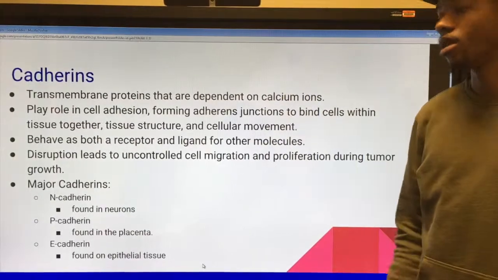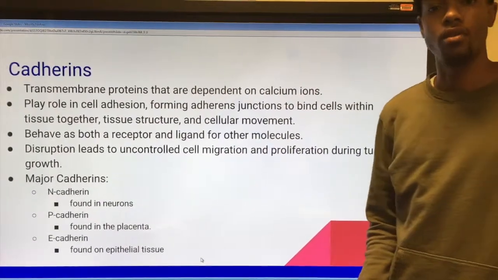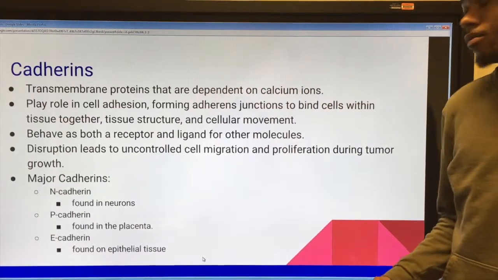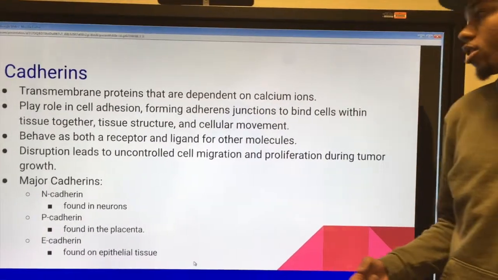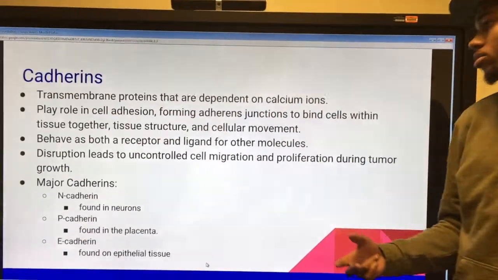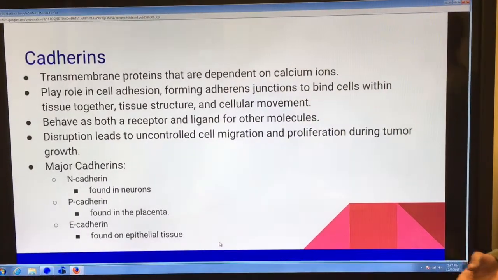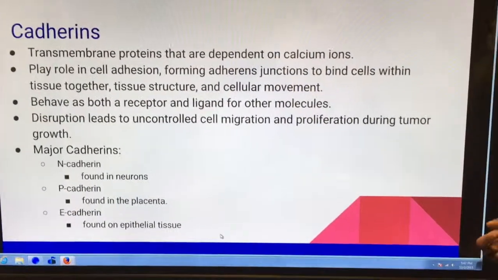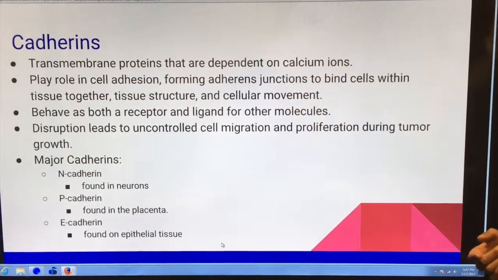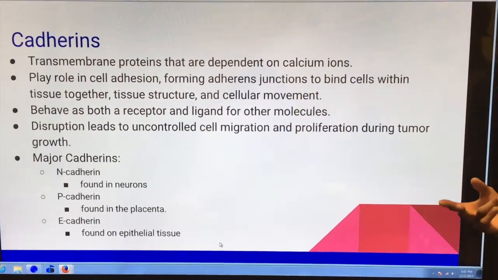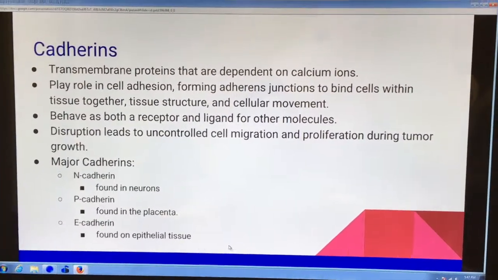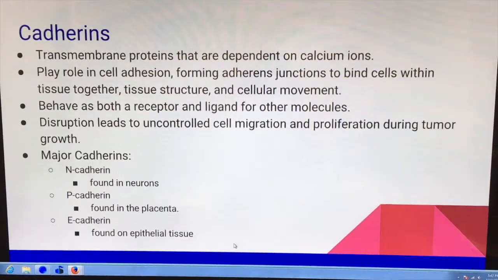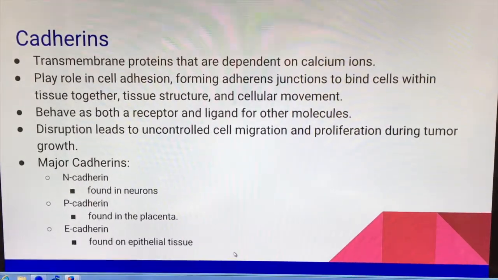Okay, so cadherins are transmembrane proteins that rely on calcium ions to function. They play a role in cell adhesion, forming adherent junctions to bind cells within their tissues. They also help with tissue structure and cellular movement. They behave as both receptors and ligands for other molecules. The disruption of cadherins can lead to proliferation and uncontrolled cell migration of tumor cells during the growth of tumors.